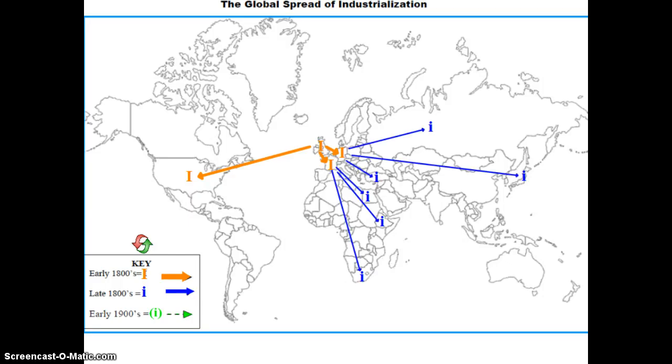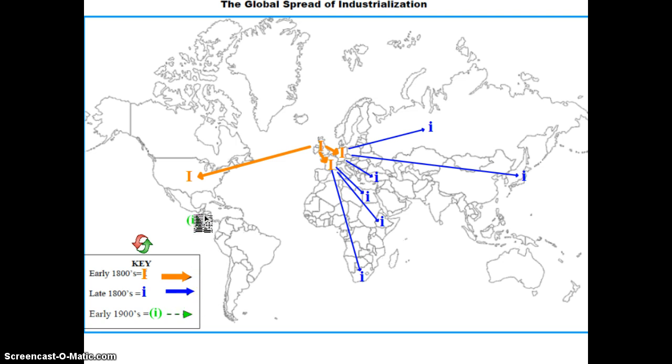Please take a moment to draw arrows to indicate that industrialization is spreading from Western Europe to Eastern Europe, spreading to Asia, and spreading to Africa. Let's now pick up our third color, our final color, and take a look at those countries that industrialized in the early 1900s.